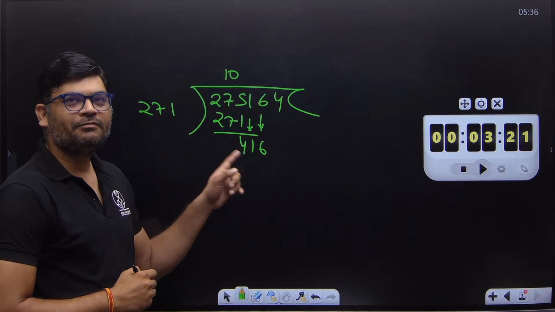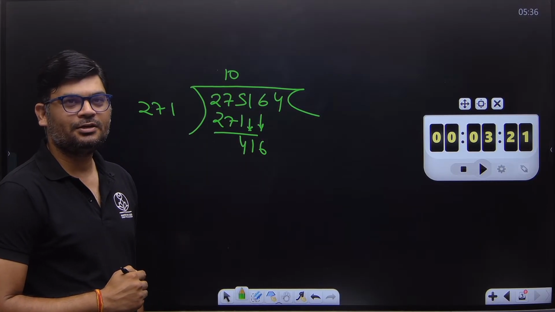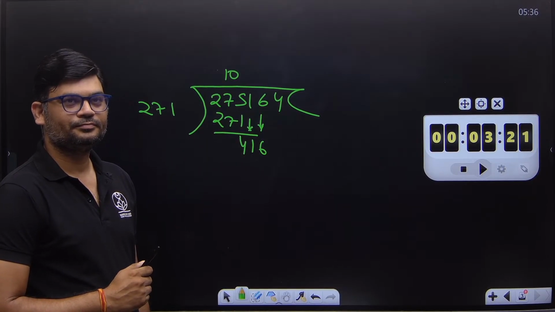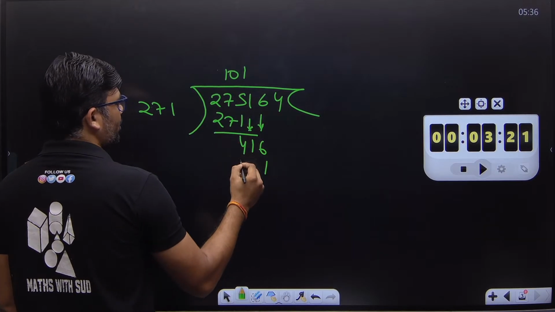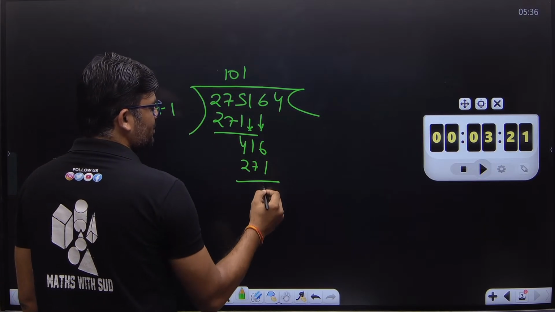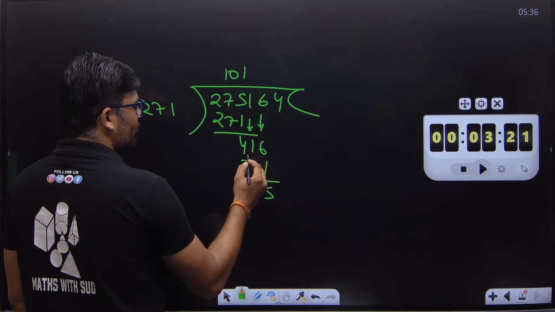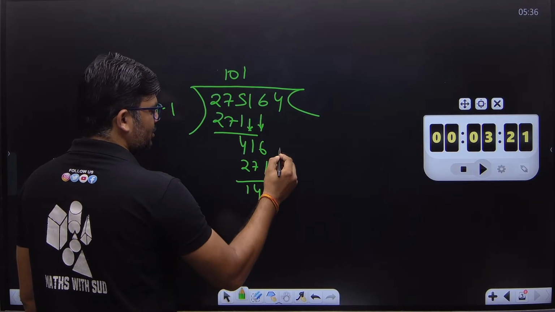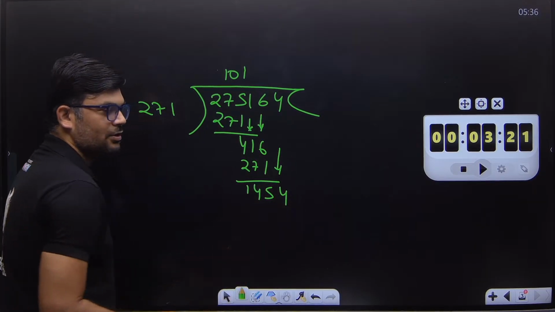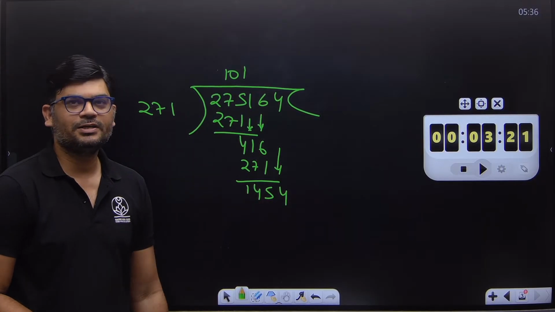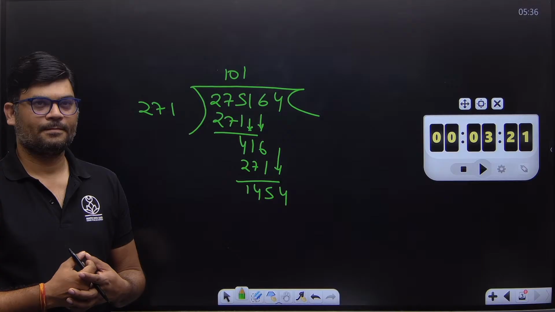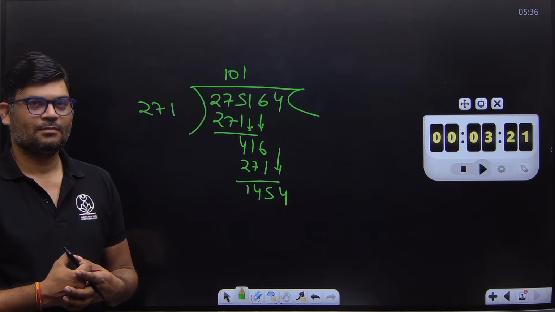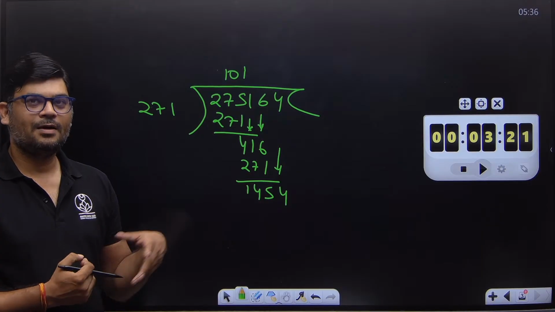Now 271 will go how many times in 416? Once. So 1 into 271 is 271. Then the remainder is going to be 6 minus 1, 5. Then 41 minus 27 is 14. Now this will go how many times in 1454? I would have to do another division for that. I would have to write it out. Yes, please write it.